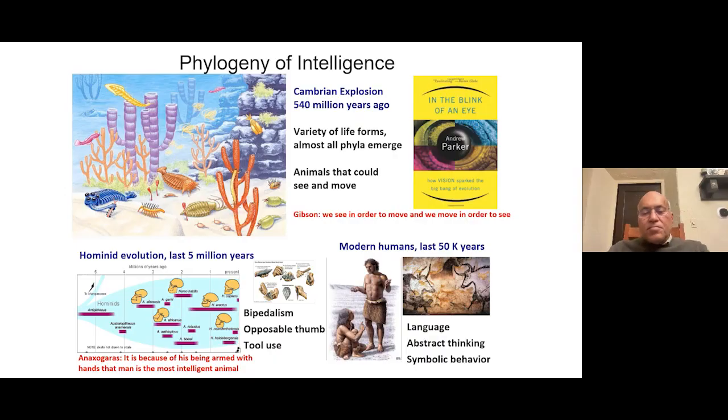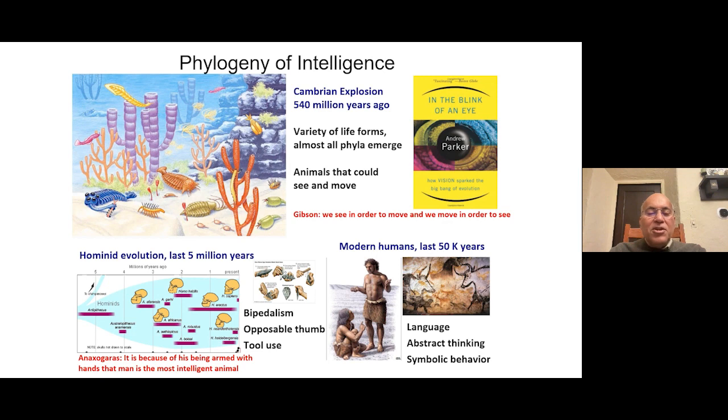Why is robotics important for computer vision? The reason why I, a computer vision person, am now doing robotics is that if we think about intelligence, we have to think about it in an evolutionary sense. And in the evolutionary sense, multicellular life emerged about 500 million years ago. That's when you have the first animals. And what they had was the ability to move and the ability to see. And these two abilities go together.